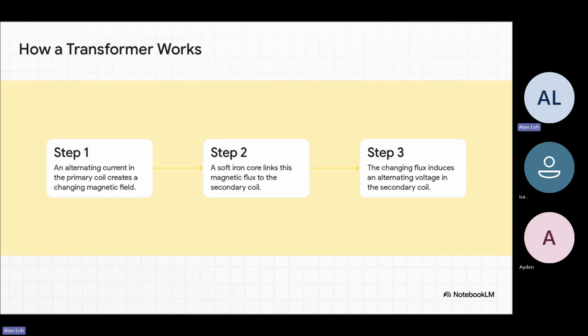An alternating current flows into a primary coil, creating a magnetic field that's constantly changing. A soft iron core then guides that changing magnetic field over to a second coil, and, just like with the generator, it induces a brand new voltage. It's a way to pass energy from one circuit to another without them ever touching.